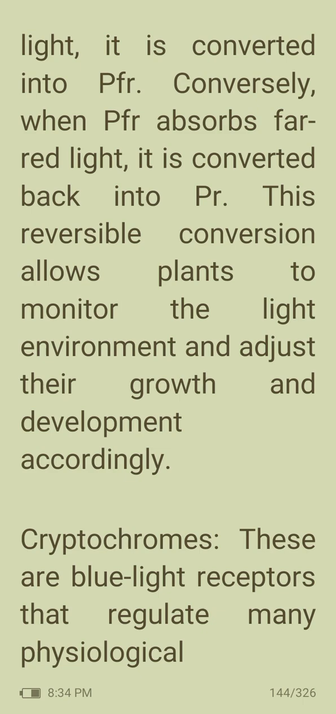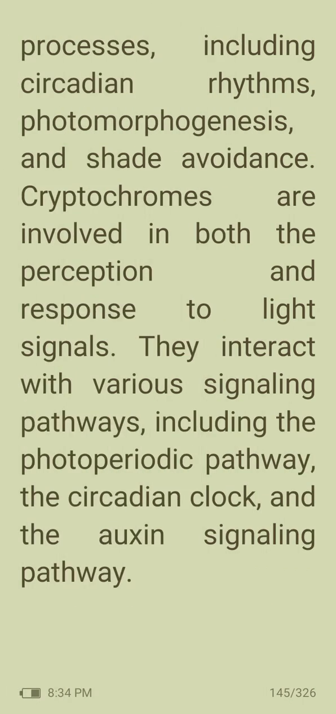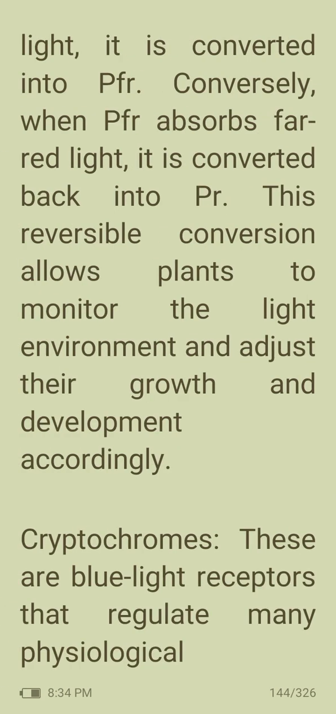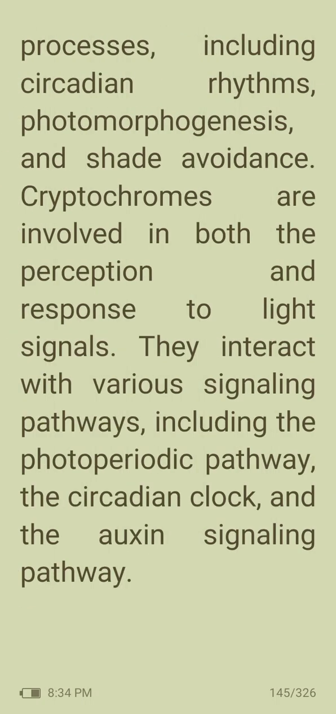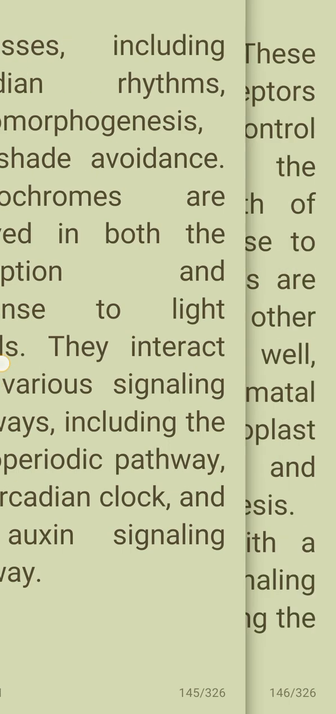Then cryptochromes. These are blue light receptors that regulate many physiological processes including circadian rhythms, photomorphogenesis, and shade avoidance. Cryptochromes are involved in both the perception and response to light signals. They interact with various signaling pathways including the photoperiodic pathway, the circadian clock, and the auxin signaling pathway.